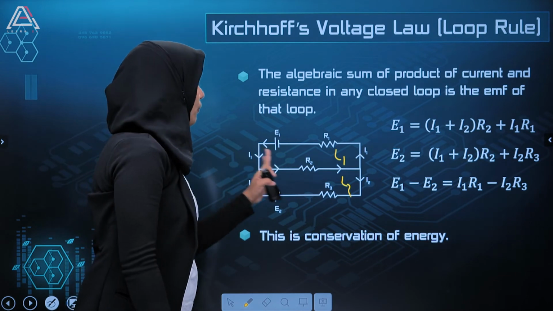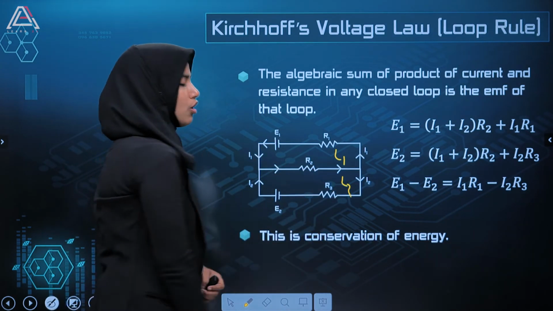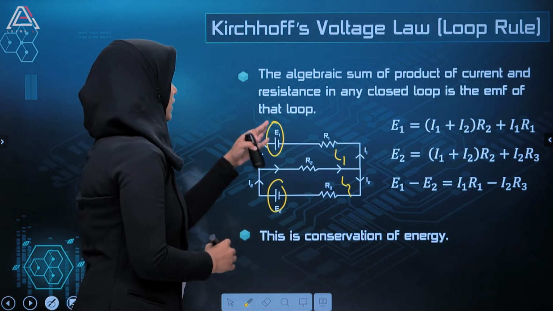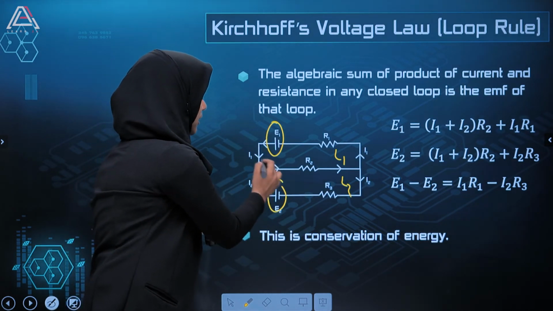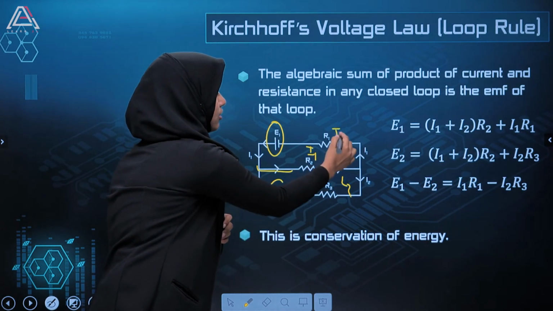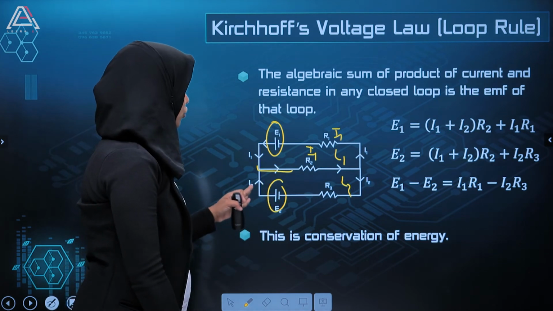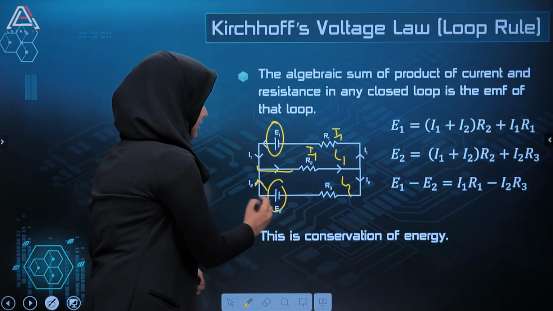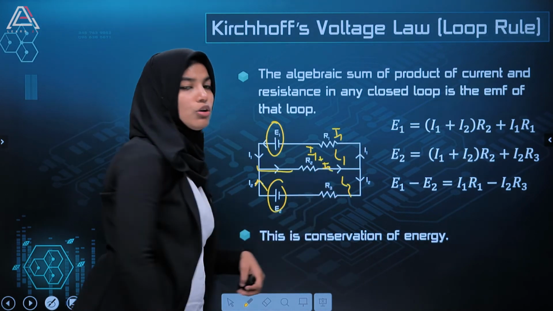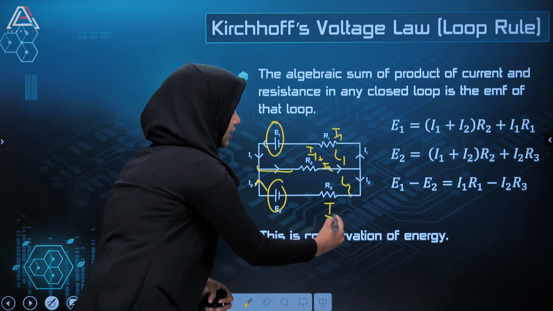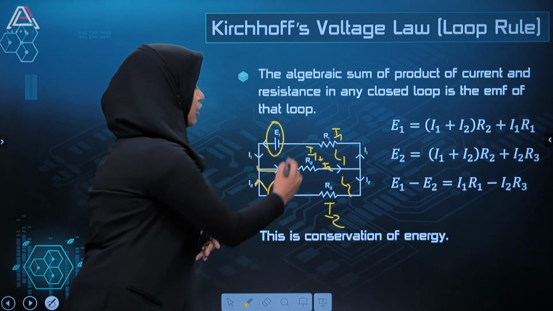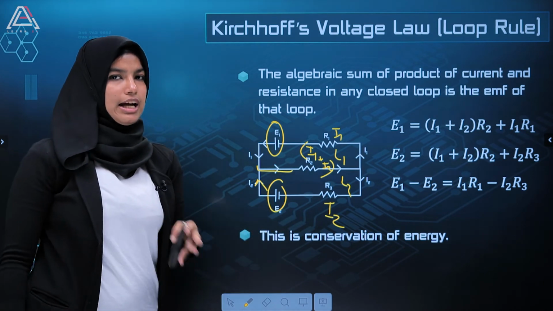In both of these loops, R2 is common. We have 2 EMFs, E1 and E2. Now E1 produces current I1, which will pass this way. So R2 has current I1 and R1 also has current I1. Similarly, E2 will produce current I2, which is going in this direction, positive to negative. So R2 also has current I2 and R3 also has current I2. So R2 is common for both I1 and I2, so we can write it as I1 plus I2.